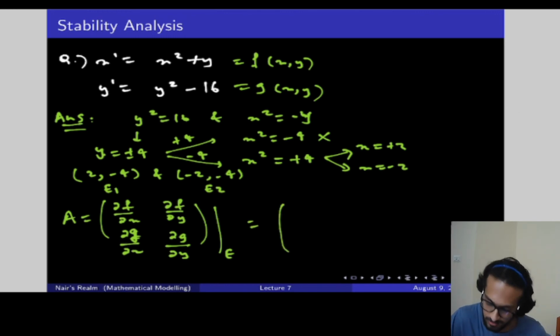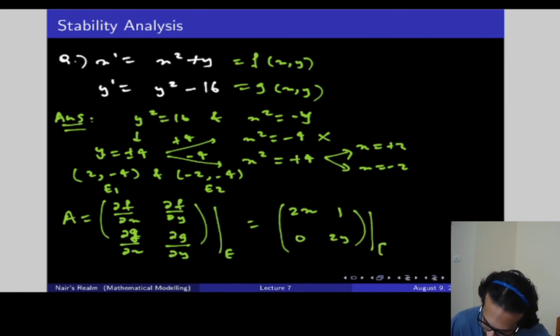We'll calculate that now. So when I do dou f by dou x, I get 2x. Dou f by dou y is 1. Dou g by dou x is 0 because there is no x term in g of x comma y. And then this is 2y, and I have to evaluate this at E. So first we'll evaluate it at E1.